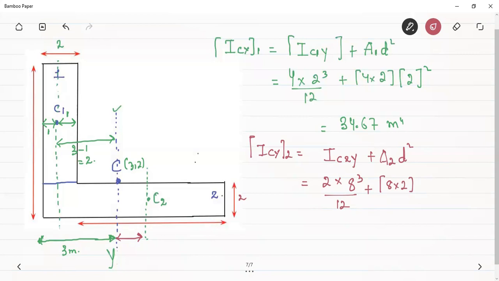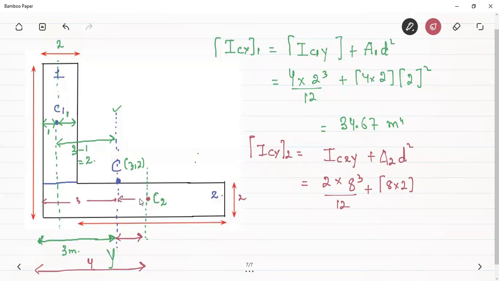We can see that since this is 8, the centroid will lie at 4. Now this distance is equal to 3. Its distance from the reference y-axis is equal to 4, and this distance is equal to 3.